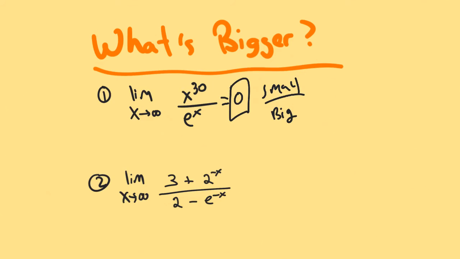Problem like number 2. This one's more kind of thinking about what's actually happening here. If I have 2 to the negative x, that's 2 to the negative big, that is more like 1 over 2 to the x, and so this will turn into 0. E to the negative x, as x gets really, really big, this will turn into 0 as well. So here, we just get 3 over 2.